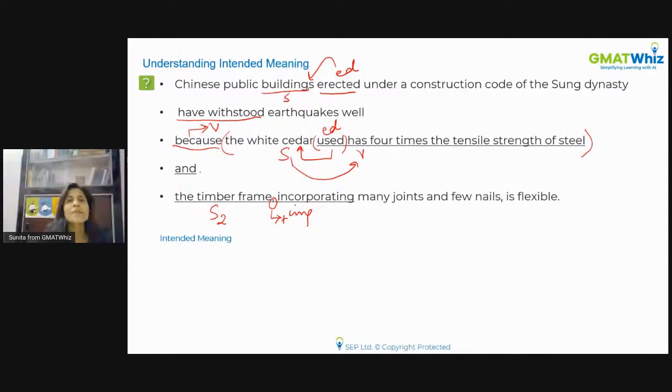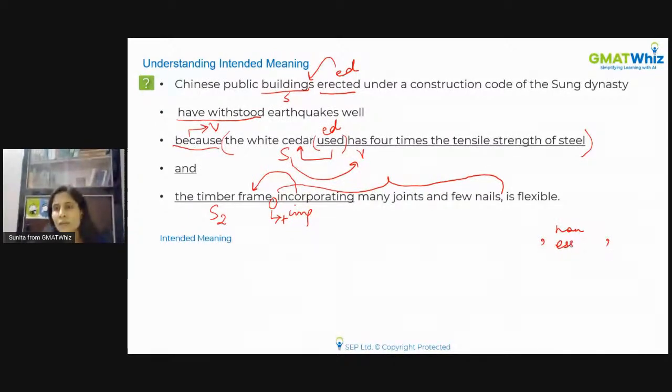The previous clause is the one before the and. So the incorporating cannot jump and refer to a previous clause's verb. So here we can see this incorporating must refer to timber frame. In fact, incorporating many joints and few nails, this is within commas. You normally place non-essential information within commas, guys, and you should be able to make sense of your sentence by eliminating this. So what we really mean here is the timber frame is flexible. That's the verb for timber frame.